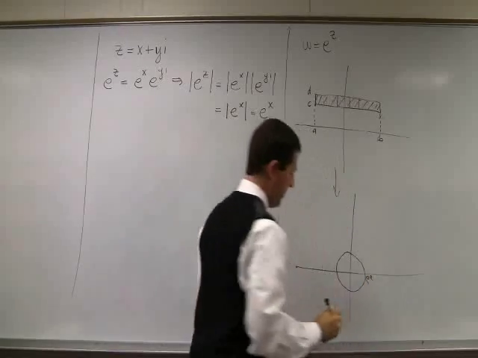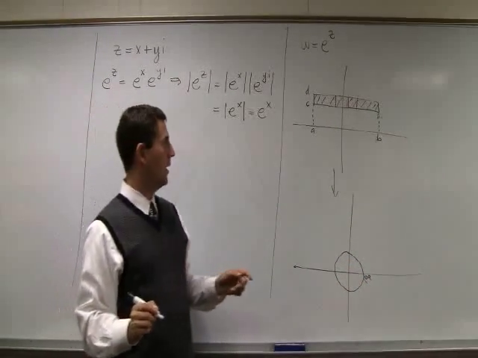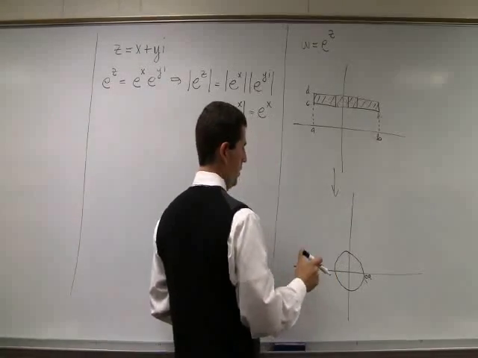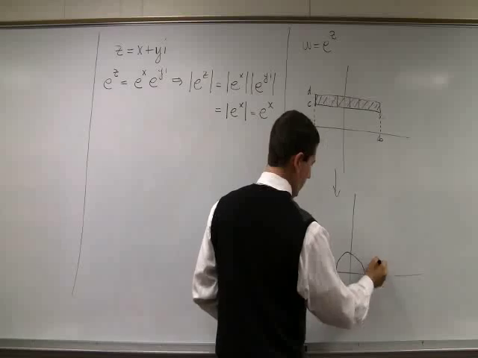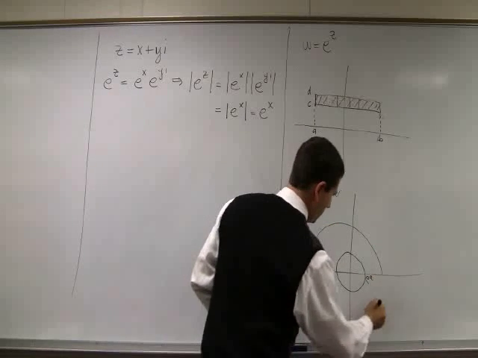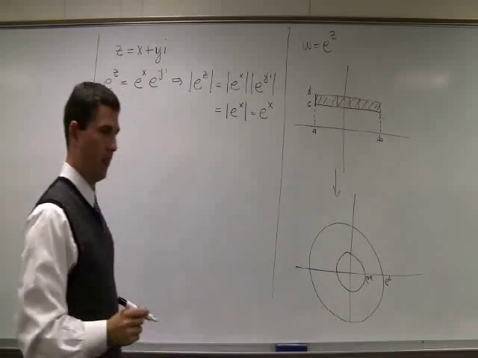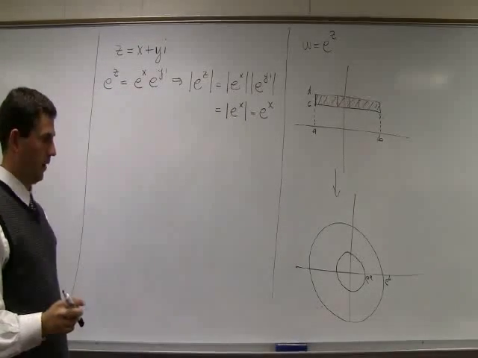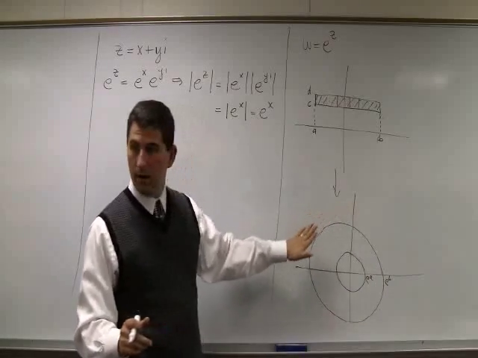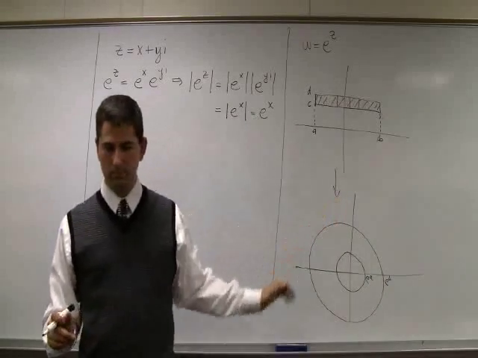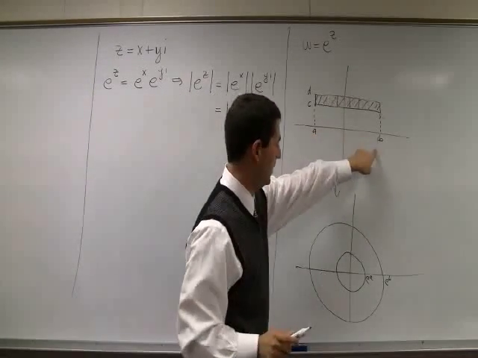Okay, so this circle here is e to the a. And, well, put a circle over here. Okay, and that'll be size e to the b. So everything has to live in this ring, because the norm has to be between e to the a and e to the b.